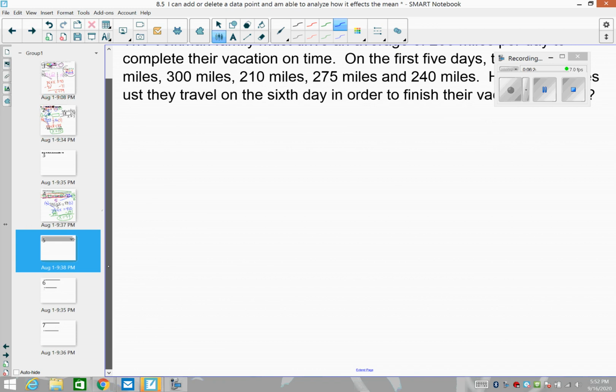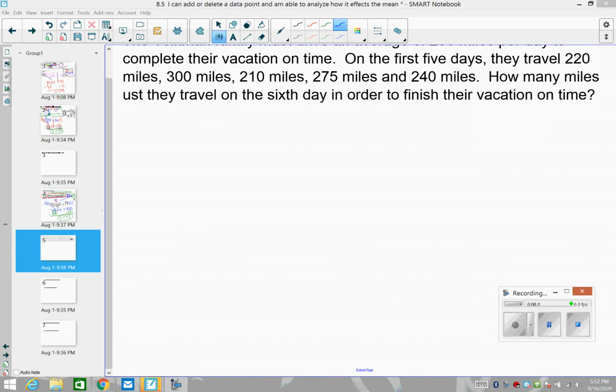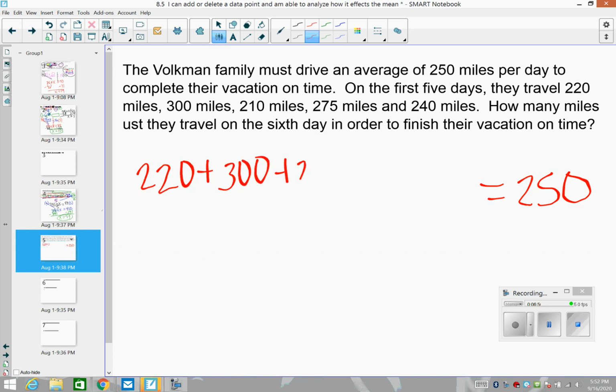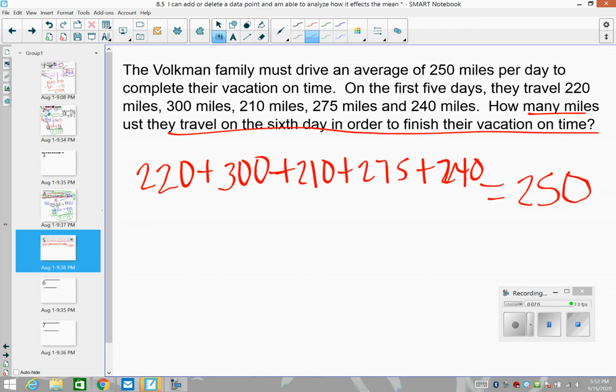Let's try another one that is another real world problem. The Volkman family must drive an average of 250 miles per day to complete their vacation on time. So that has to be their average. That has to be what it has to equal. On the first 5 days, they travel 220, 300, 210, 275, 240. How many miles must they travel on the 6th day to get to their destination on time?